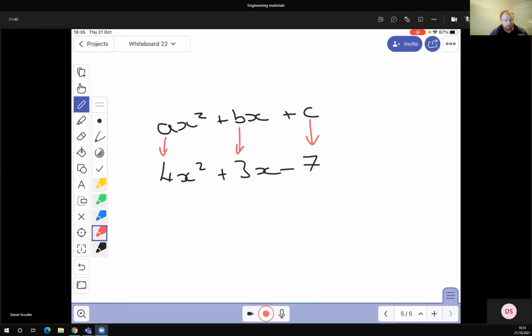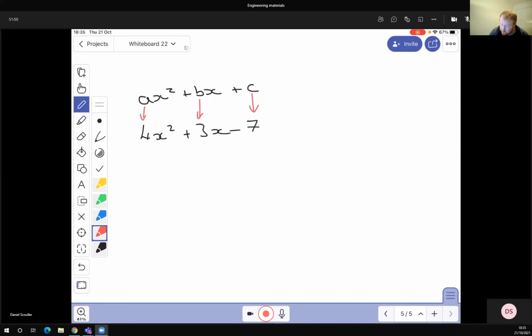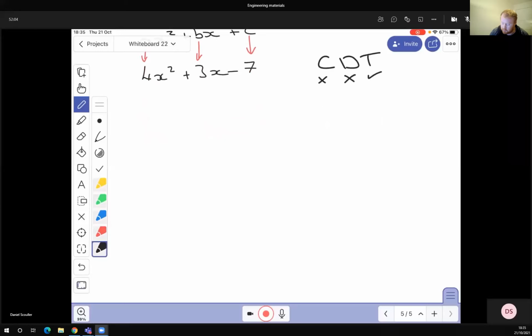So first step, as always, CDT. 4, 3, and 7, is there a common factor? The answer is no. It's not the difference of 2 squares, it's just a trinomial. Just keep going with that. I know it's never borne fruit yet. So the B term, we're doing nothing to that B term. So it's just the target, and it's positive 3.